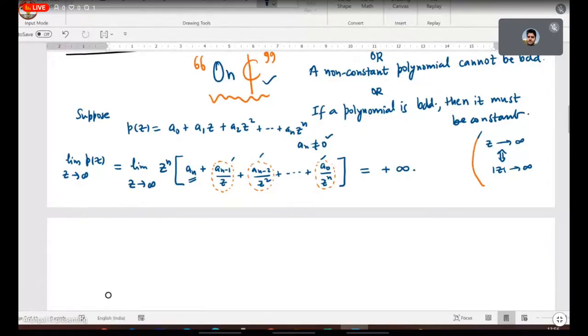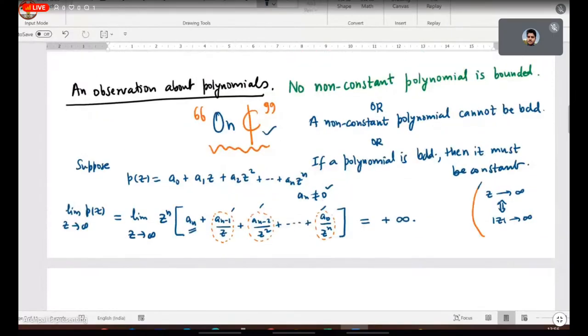So I was trying to tell you that if it is a non-constant polynomial, then it can't be bounded. Please take a note, I am talking on C, so it can't be bounded on C. Ultimately, you can see that as z becomes very very large, the polynomial explodes. Is this okay, class? Yes, sir.